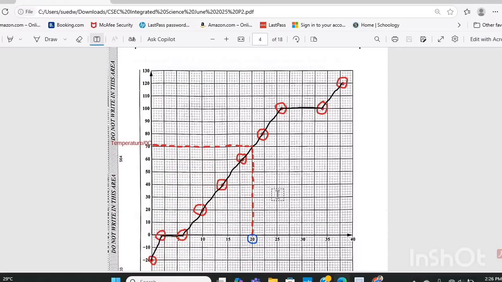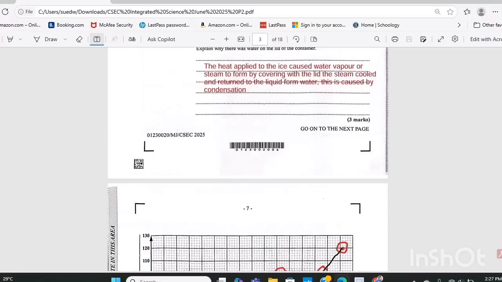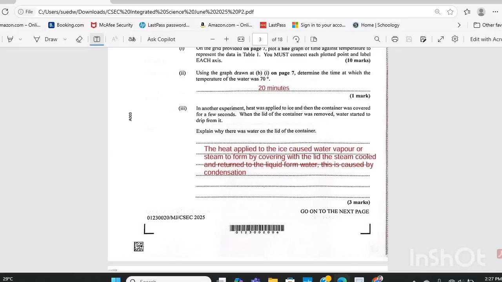If it gives you one piece of the data, after you would have made your line, you're going to draw a dotted line up, and wherever it touches that line that you would have made, you bring it across to see the matching value. So at 70 degrees, when we made that line, we came across, it touched it here, and we realized that the time would be 20 minutes. So at 20 minutes, temperature would be at 70 degrees Celsius. So hopefully 70 was your answer. All right, 20 minutes was your answer.